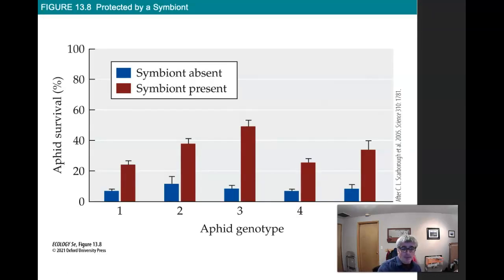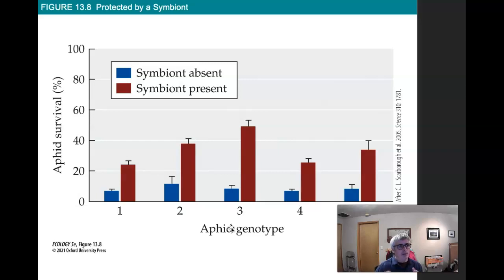This is an example from pea aphids, with 5 different genotypes exposed to a pathogen fungus. For each of these genotypes, some aphids were inoculated with a bacterial symbiont, while other aphids lacked the symbiont. Aphids harboring the symbiont survived at higher rates than aphids lacking the symbiont. So these are different genotypes, to make sure it's not just specific to one genotype.